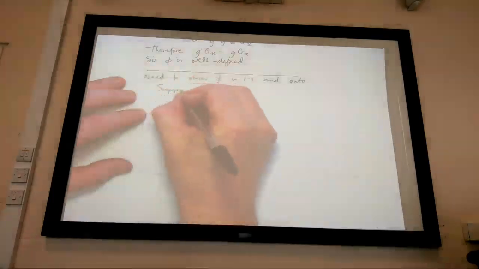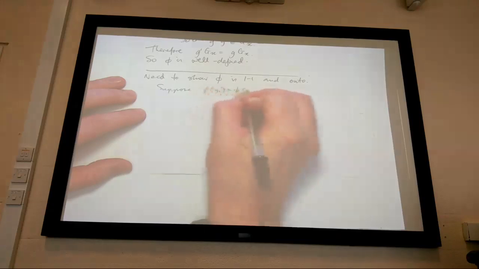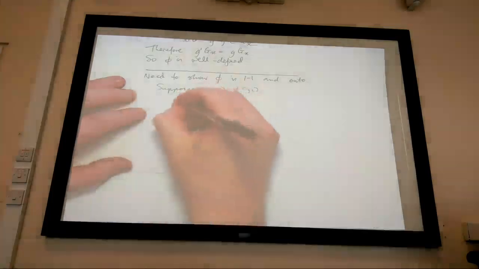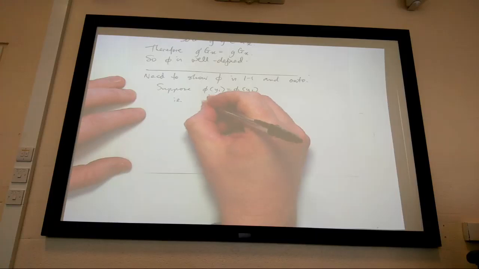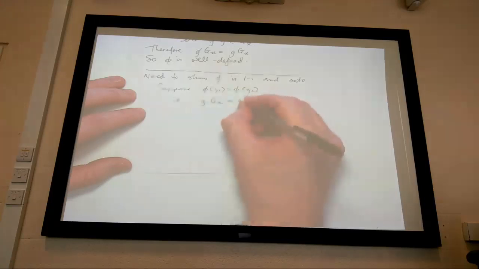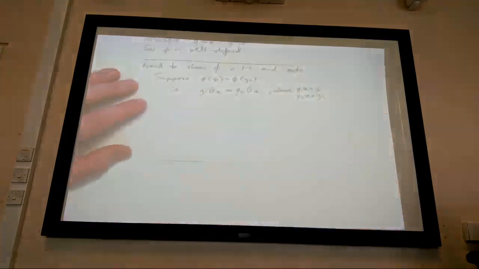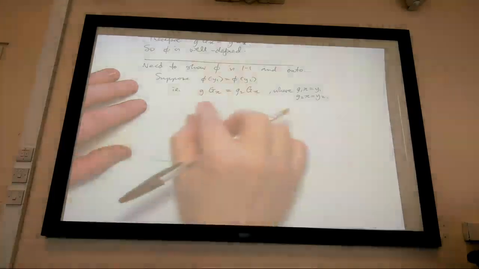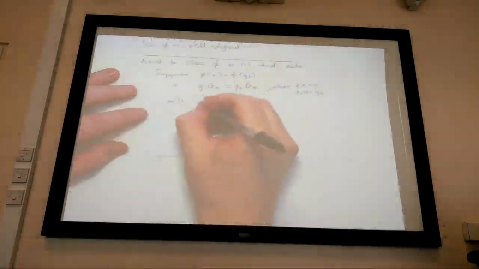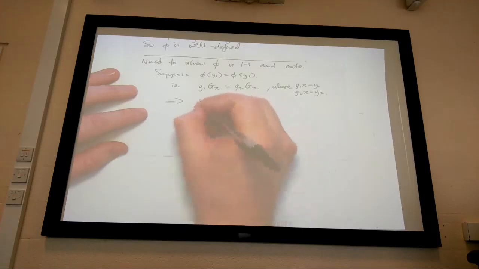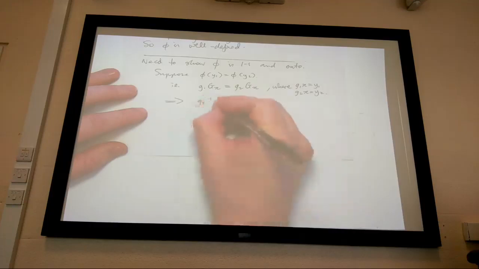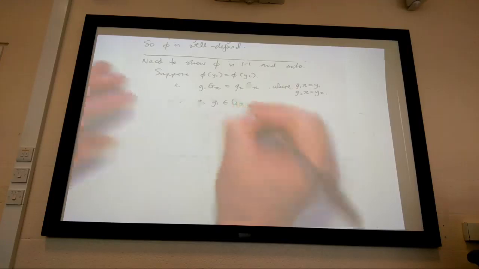So suppose phi of y1 equals phi of y2. So you show something's 1-to-1, i.e. g1 times the stabilizer of x, this left coset, is equal to g2 times the stabilizer of x, where g1 of x equals y1, g2 of x equals y2. But if these two cosets are equal, that implies that g2 inverse g1 is an element of the stabilizer of x.